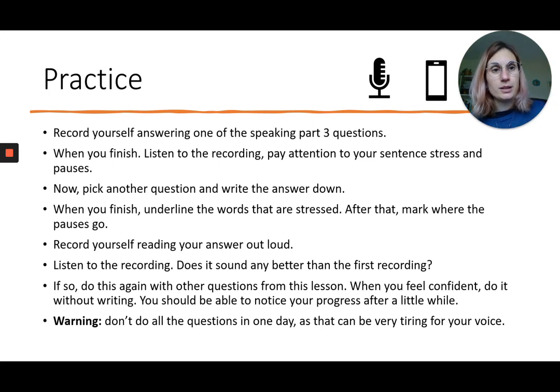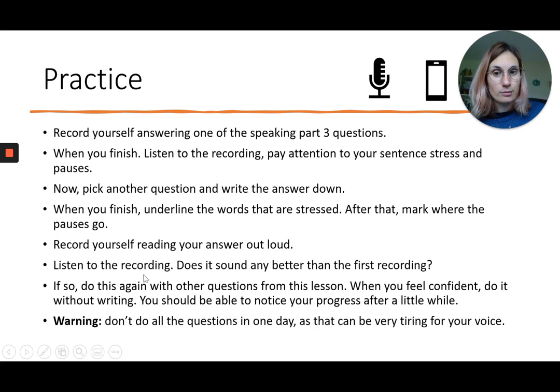So basically what we did with the speaking part 2 answer, mark the pauses where they will go, like between sentences, with commas, with and, or in the separation between clauses. Now do it again. So record yourself reading your answer out loud. So now you have written your answer, you have marked the stress, and you have put the pauses. Now record yourself reading this answer out loud.